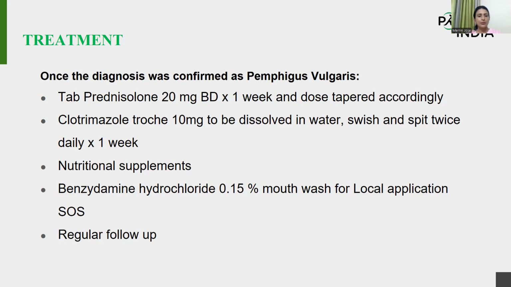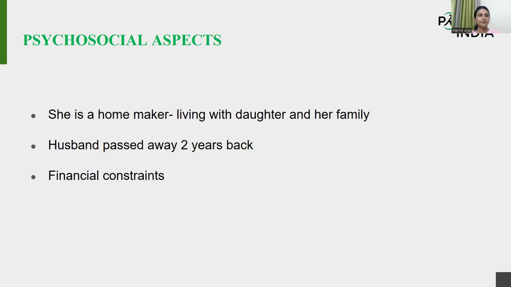But once the diagnosis was confirmed as pemphigus vulgaris, systemic steroids were started, that is prednisone 20 mg BD for 1 week, and the dose was tapered accordingly. Clotrimazole troche 10 mg was advised to be dissolved in water, swish and spit twice daily for a period of 1 week. Nutrition supplements were also prescribed, and benzydamine hydrochloride 0.1% mouthwash for local application was also given, and the patient is under regular follow-up.